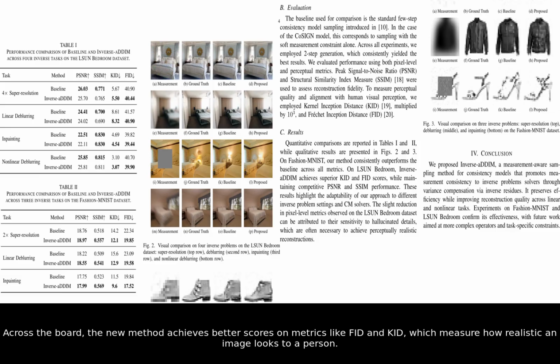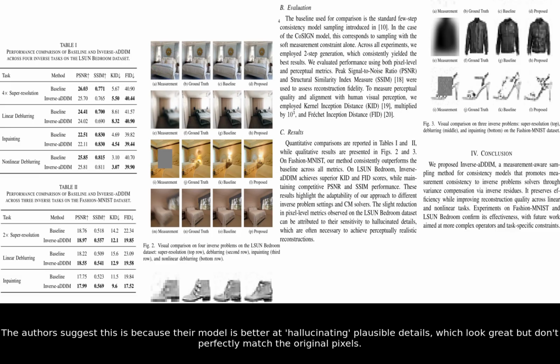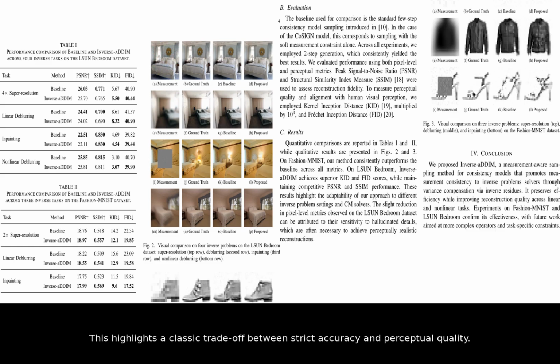Across the board, the new method achieves better scores on metrics like FID and KID, which measure how realistic an image looks to a person. Interestingly, for the more complex dataset, the pixel-perfect scores were sometimes slightly lower. The authors suggest this is because their model is better at hallucinating plausible details, which look great but don't perfectly match the original pixels. This highlights a classic trade-off between strict accuracy and perceptual quality.